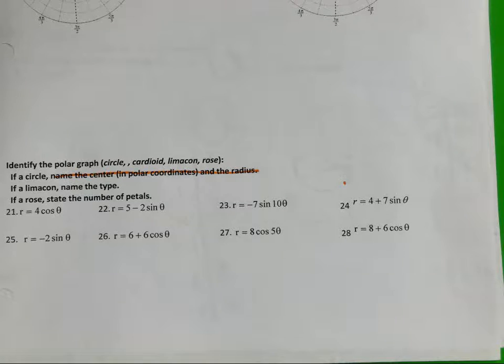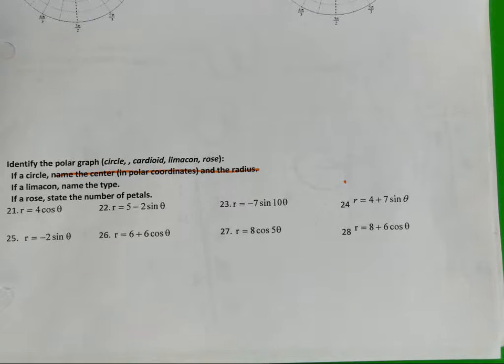Alright, number 21. Let's identify this. How do we know this is not a limaçon? It's not r squared, okay, that rules that out. We know it's not a limaçon because there's no plus or minus. So it's either a circle or a rose. Which one is it? Because the number in front of theta is 1. For a rose, this number would be some other number. Do you understand? So that's a circle.